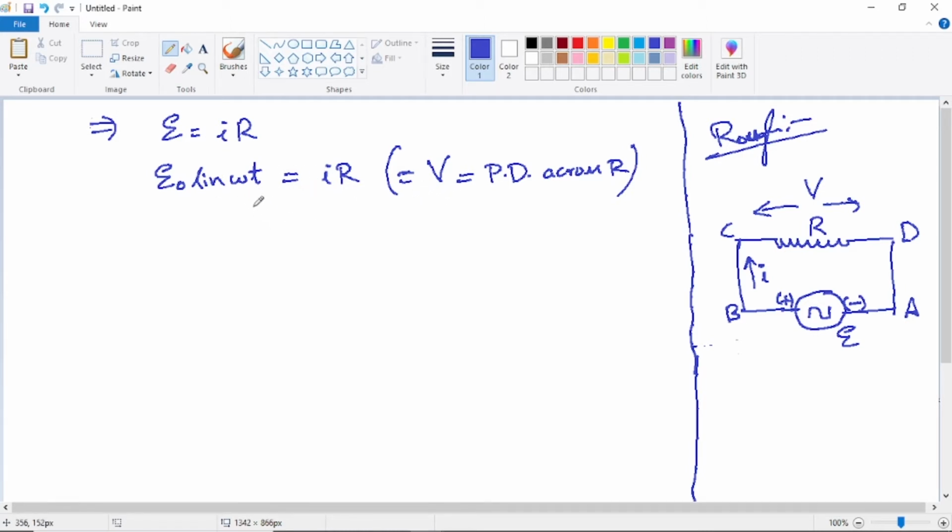Now from this, there is not a special result. What we are getting is E naught sin omega t is the EMF, or the potential difference across the terminals of the source, and that's equal to the potential difference across the external resistance. That's what we are getting. So from this we can just say that the alternating EMF, which is E naught sine omega t, is equal to the potential difference across the resistor. So the alternating EMF is nothing but the potential difference across the resistor.